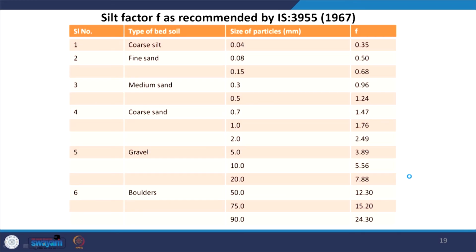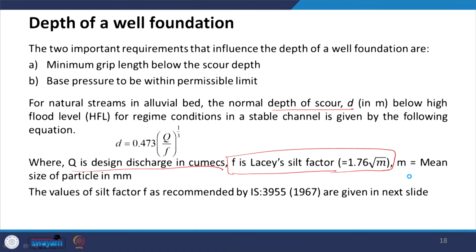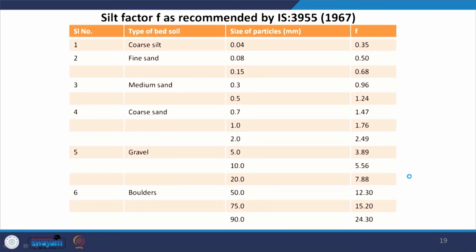So, you have the type of bed soil, and then you have the size of particle in millimeter. So, you have coarse silt, fine sand, medium sand, coarse sand, gravel, and finally boulders. Naturally, when you go towards the boulders, the value of m is going to increase continuously, as listed here also. So, this m is in millimeter.